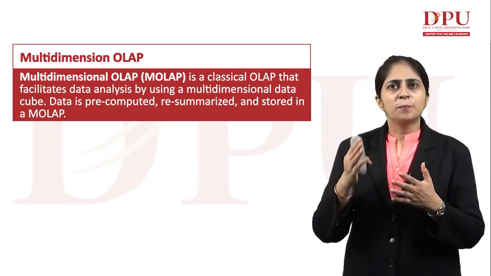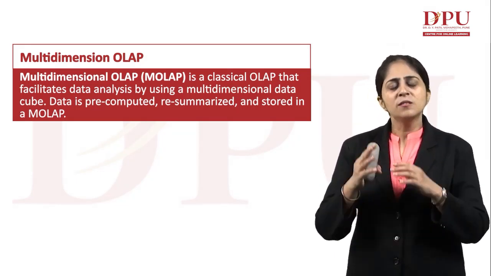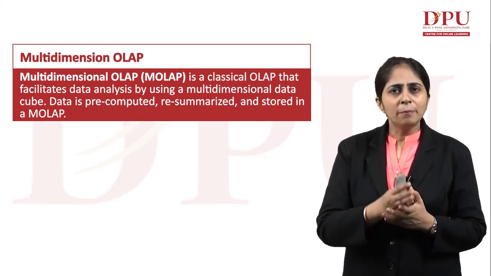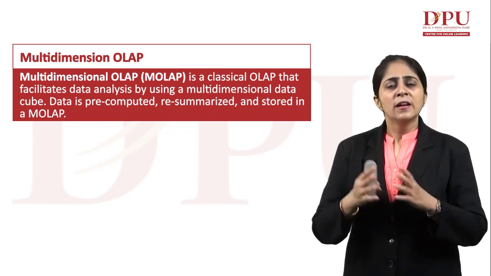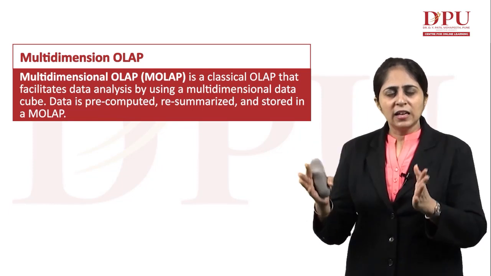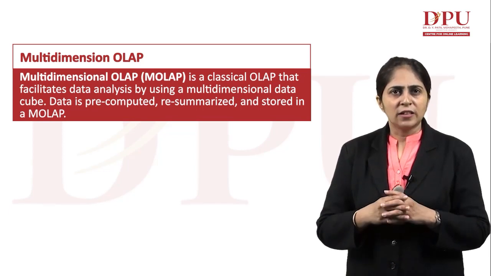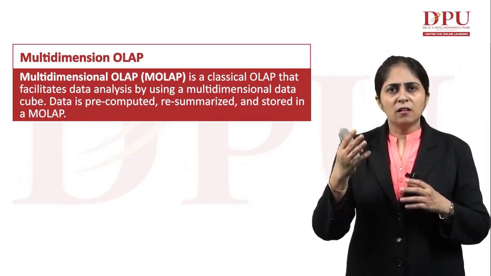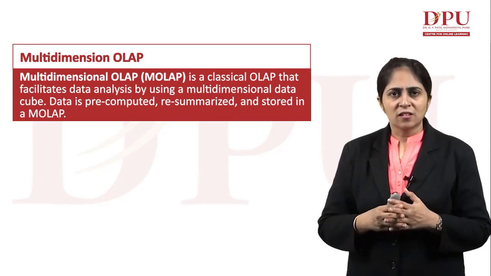This data is pre-computed, pre-summarized and stored in the MOLAP, which is multidimensional online processing. This is a major difference between ROLAP and MOLAP. ROLAP stands for Relational Online Analytical Processing, in which relations, the tables, are made. But in MOLAP, we save our data in the form of a data cube, which can be used for the analysis of data. Using MOLAP, a user can make use of a multidimensional view of data with different facts.